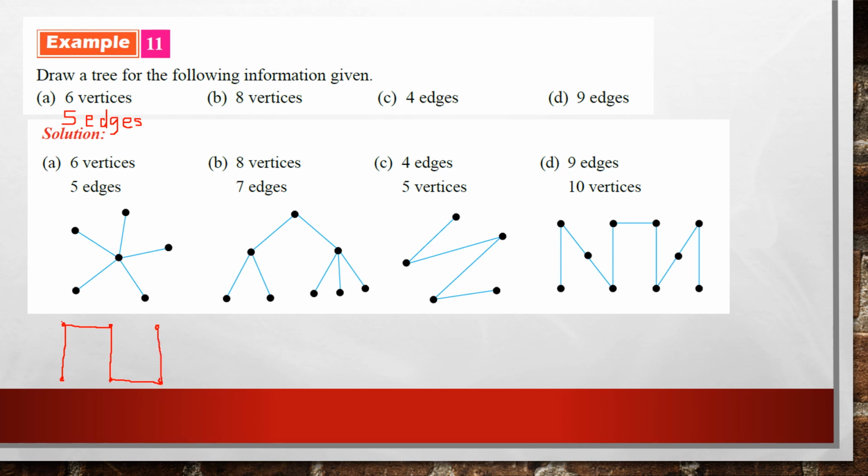This is another example you can draw. You put the 6 vertices first, then you draw the edges. You have 5 edges also. Then the second one, 8 vertices, means you have 7 edges. Like this, 7 edges. So this is one example when you have 8 vertices and 7 edges.